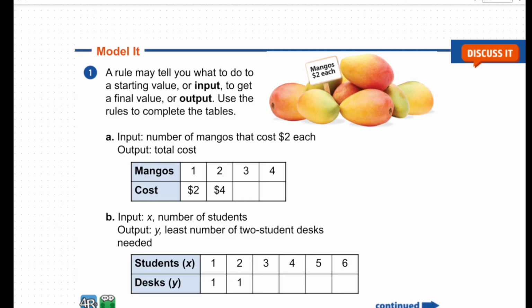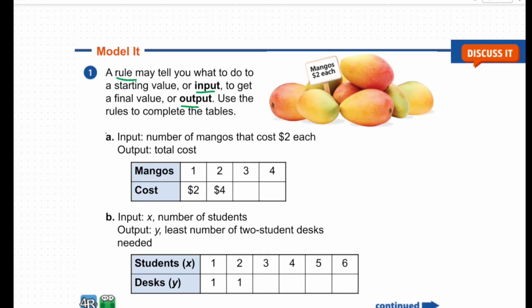So hopefully that Desmos activity gave you an idea of at least an introduction to functions, right? So let's jump into the book. We're going to start on page 349. When we talk about functions, a function is basically a rule that's going to turn an input into an output.